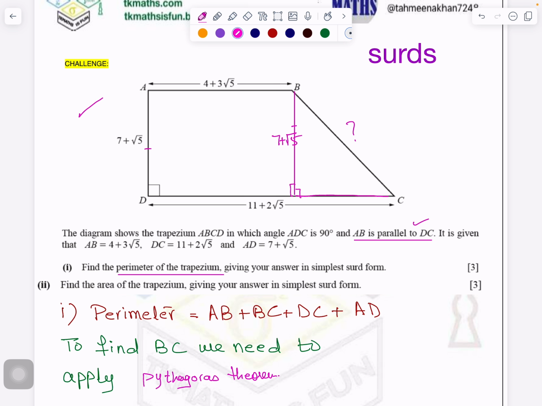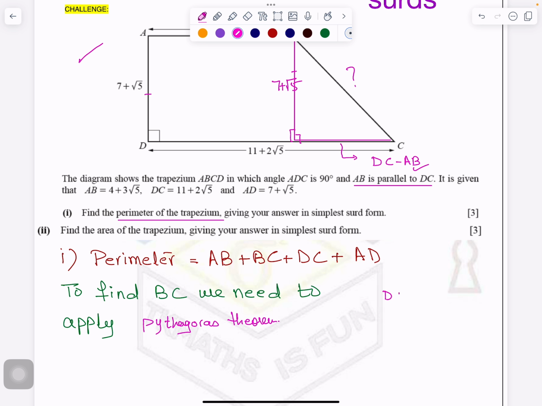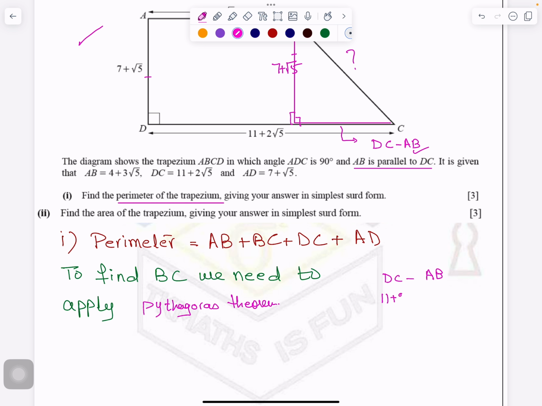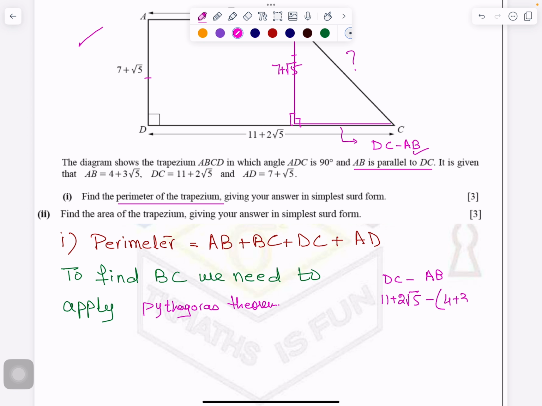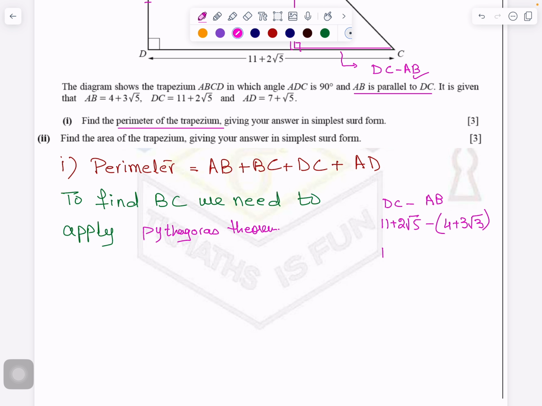What about this length, which is from here till here? Absolutely right. You will find this length by doing DC minus AB. This whole length minus this length. So DC minus AB you will find out, and then after that you will apply Pythagoras theorem. So let's find out what DC minus AB is first of all. DC is 11 plus 2 root 5, and AB is 4 plus 3 root 5. Don't forget to put brackets here, because whenever we are subtracting multiple terms and there is a minus outside, the sign changes, which is a common mistake made by students at times. So don't forget that.